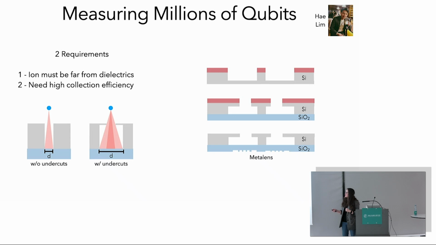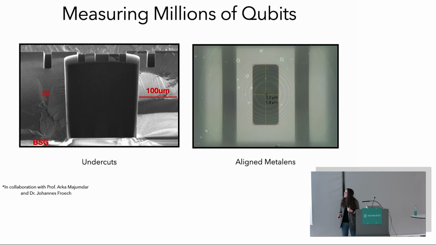All it does is it collimates the light that gets collected into the aperture. Okay, and here are some pictures. So here are the undercuts. These are the electrodes up here. And we have this one big undercut. So this is all silicon with the borosilicate glass on the bottom here.